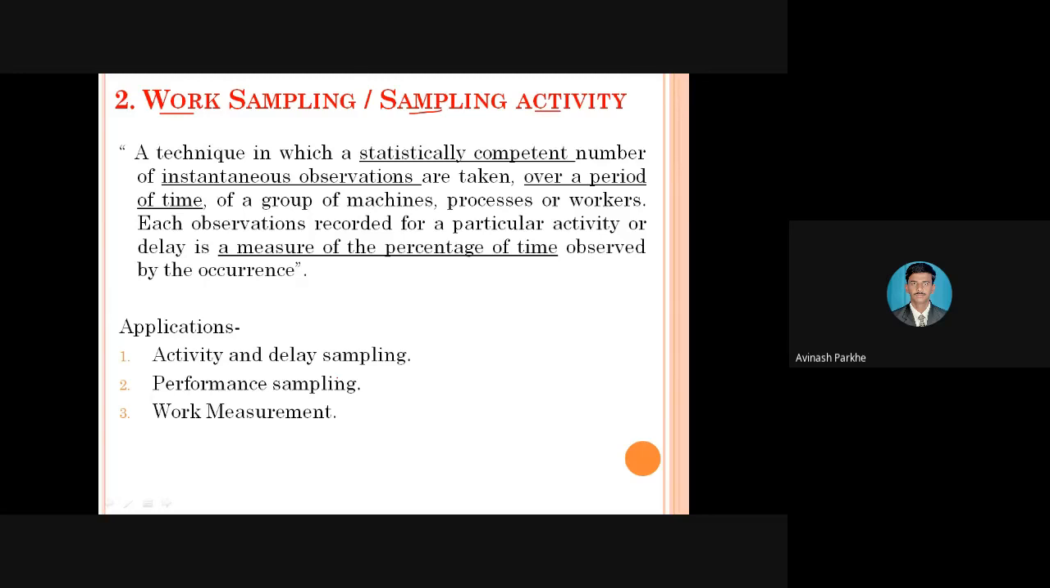One operator is performing the drilling operation, the second operator is performing the piecing operation, the third operator is performing some other operation. That means each and every operator is performing different operations or different activities. So whatever activities he is performing, their sampling is also taking place by using the work sampling method.